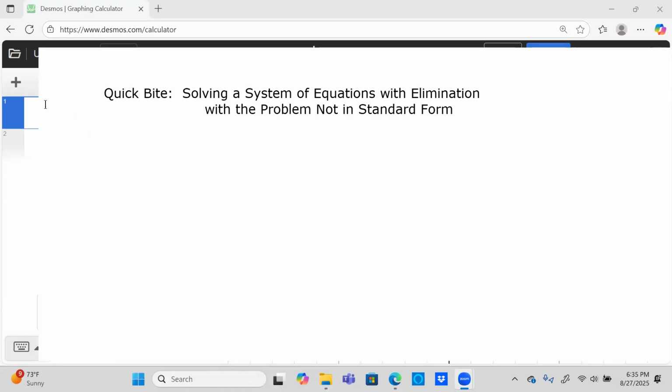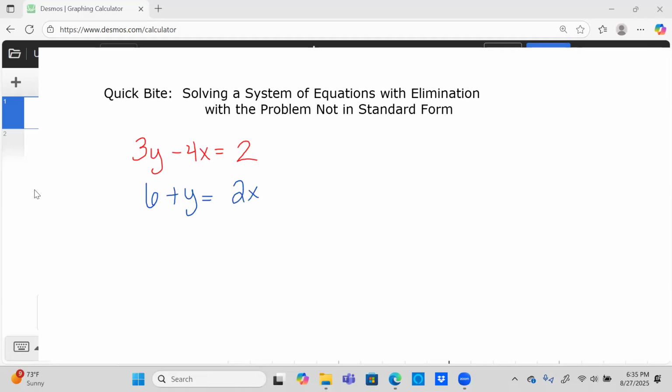Okay, but for today, we're just going to do one single problem in case you just need to see one example and then you're good. The initial problem here that was given is 3y minus 4x equals 2 and 6 plus y equals 2x.